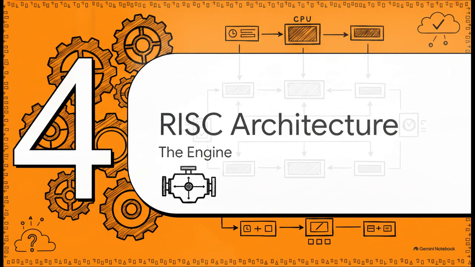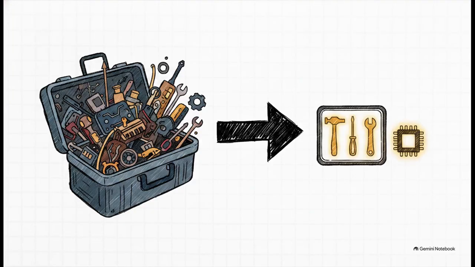Which brings us to Section 4, RISC architecture basics. Let's look under the hood at the engine itself. First things first, RISC. That stands for Reduced Instruction Set Computer. You really don't want to make a silly spelling mistake and lose easy points here. Cortex-M processors are based entirely on this RISC architecture.